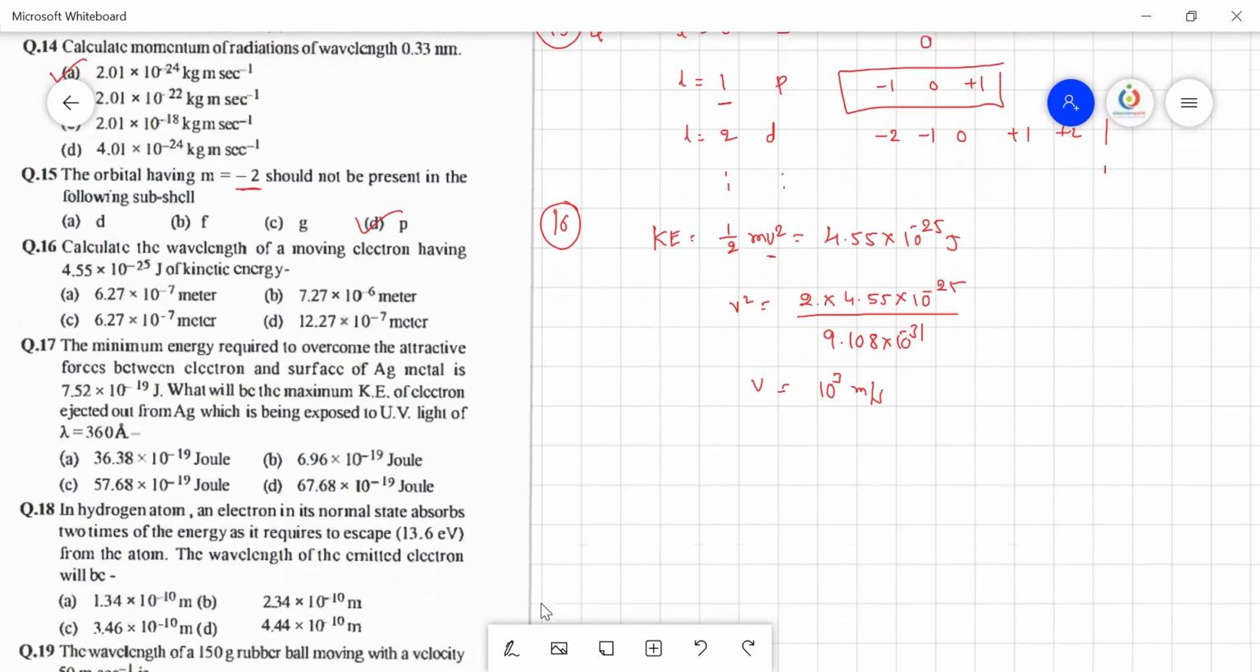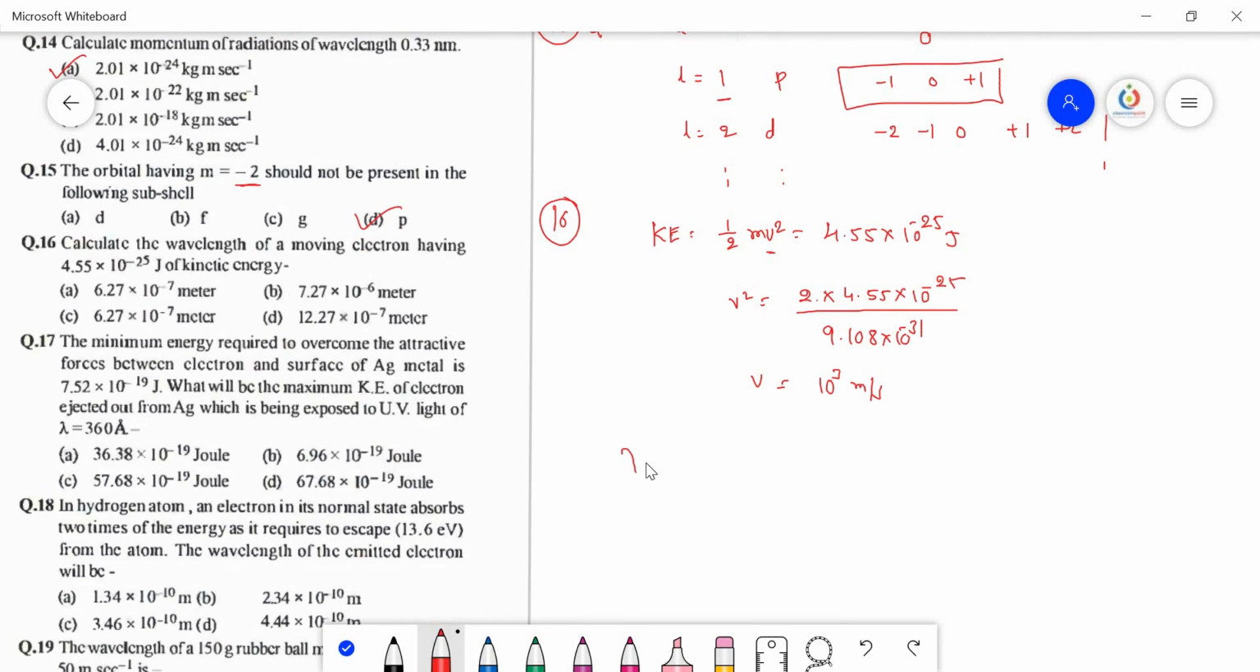Now we can substitute this in lambda equals h by mv. So 6.625 into 10 power minus 34 divided by 9.108 into 10 power minus 31 into the velocity value we just got, 10 power 3. By solving this, we shall get 7.27 into 10 power minus 7 meter. So here it is minus 7, option B is correct.